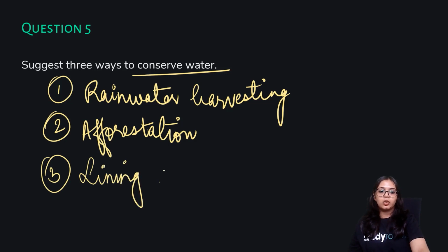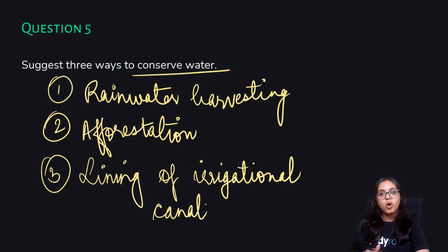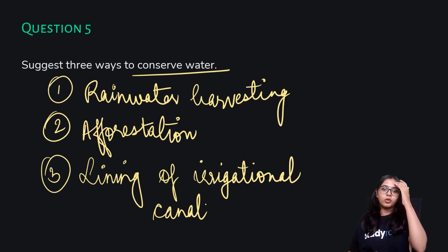Lining of irrigation canals, because when we line them, we are ensuring that the extra water is not seeping down into the soil. Rather, it is getting into the proper farm area, amongst the proper rows of crops that are supposed to be irrigated. So these are the different methods that we can take to conserve water.